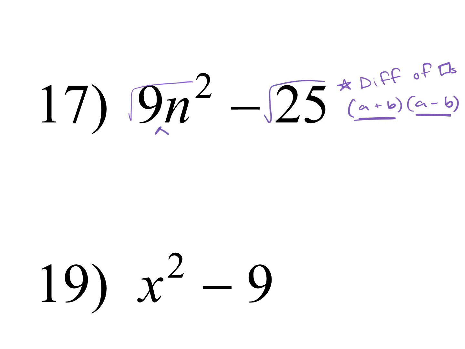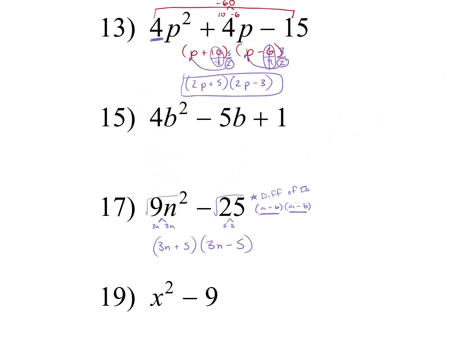What two numbers gives us 9n squared? 3n and 3n. So, and what two numbers gives us 25? 5 and 5. So when we write it out, we get 3n plus 5 and 3n minus 5. Doesn't matter the order. I always put plus first just because that's the way my brain works. But if you guys are comfortable putting minus first, that's fine. The order for all of these, the order doesn't matter. Like for this one, you could have had them flipped. Still right.